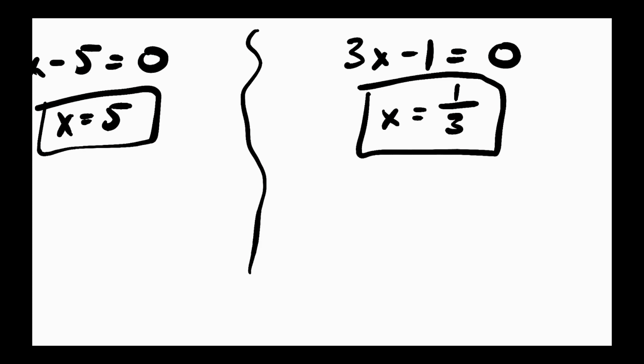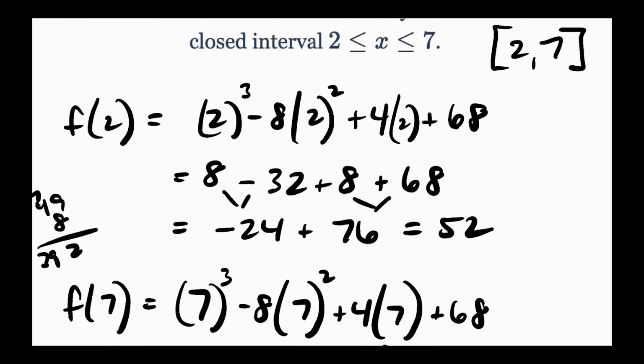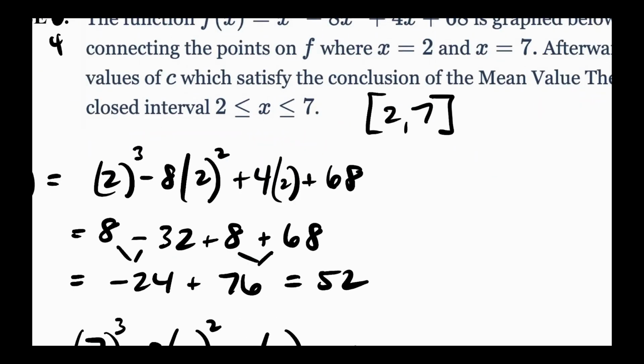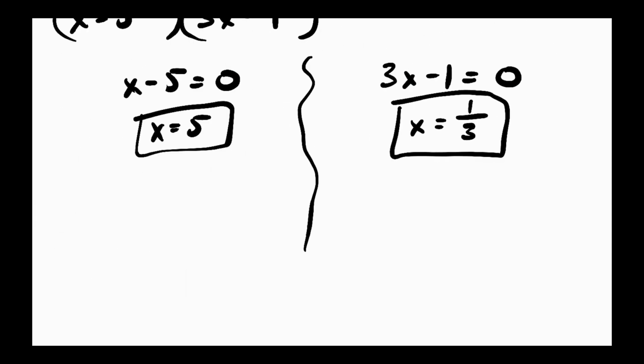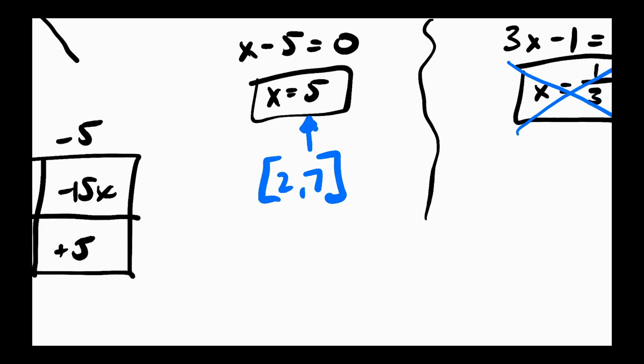So then I go back up to the top and see which ones are in 2 to 7. So any of the C values that I found that are 2 to 7, well, that one right here is smaller than 2. It's less than 2. So the only one that I want is that one here. It's within the interval 2 to 7. Okay.